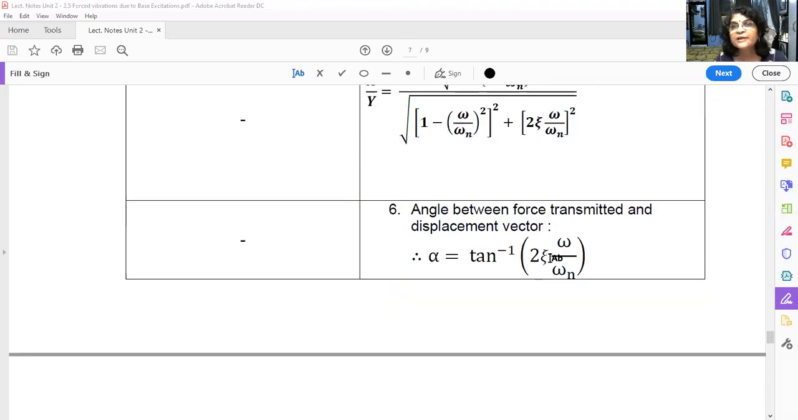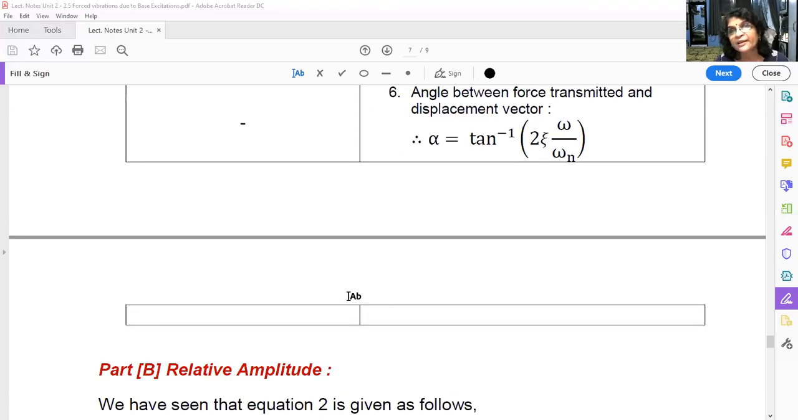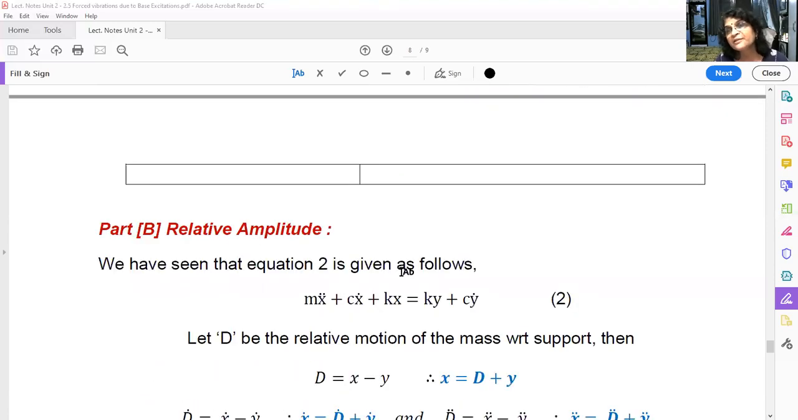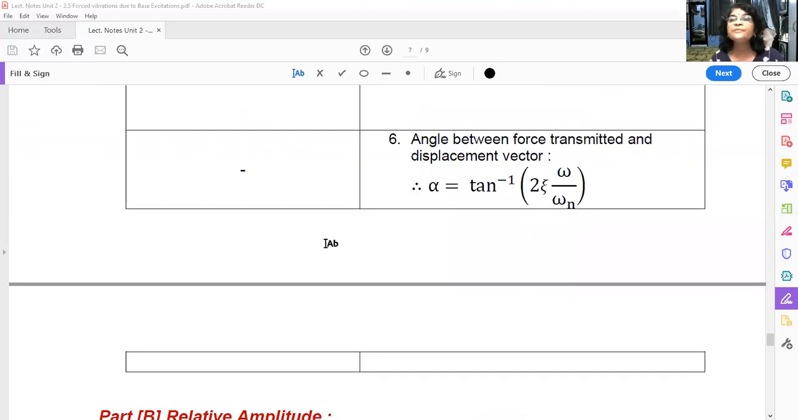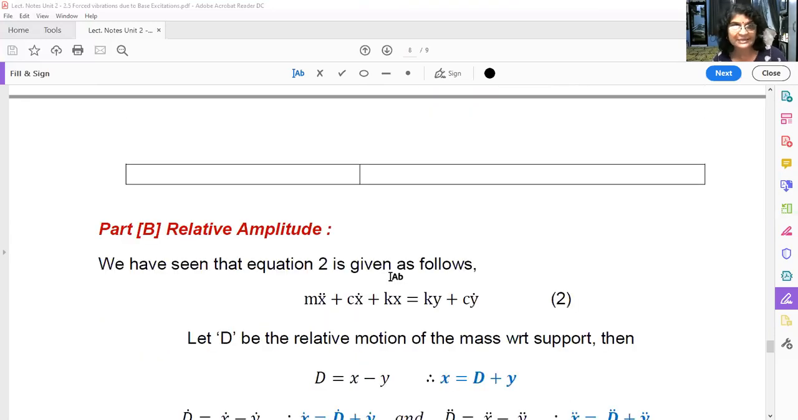That is also known as the angle between the force transmitted, the notation is FTR, and the displacement vector, alpha. So alpha is equal to tan inverse 2 zeta omega upon omega n. We'll see that in the next diagram. When we study transmissibility in detail, I will explain angle alpha and show you in the diagram also. That is in the next lecture.